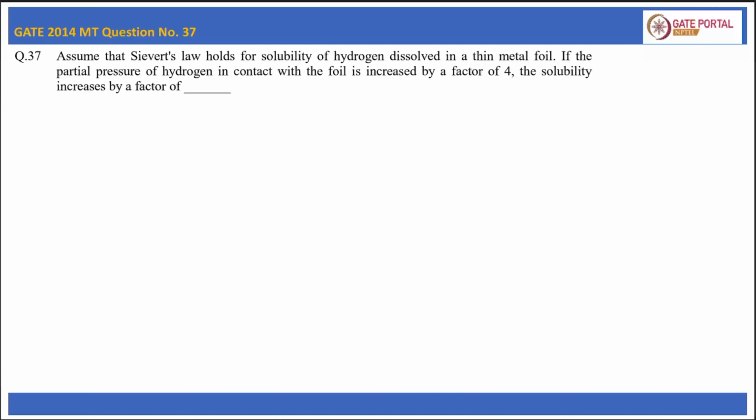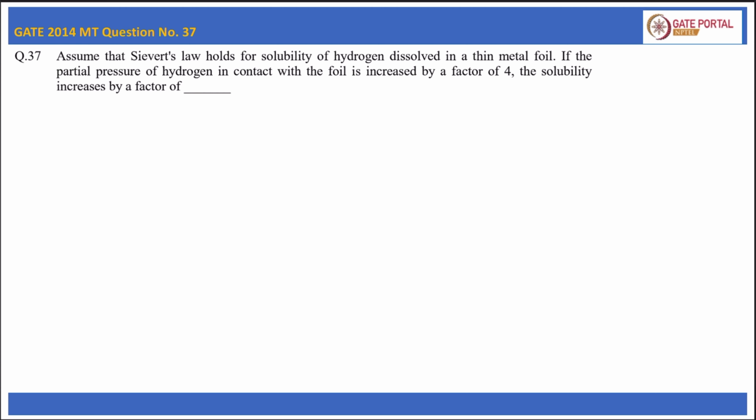This is question number 37 of GATE 2014 Metallurgical Engineering. The question is: assume that Sievert's law holds for the solubility of hydrogen dissolved in a thin metal foil. If the partial pressure of the hydrogen in contact with the foil is increased by a factor of 4, the solubility increases by a factor of. So, what is Sievert's law?